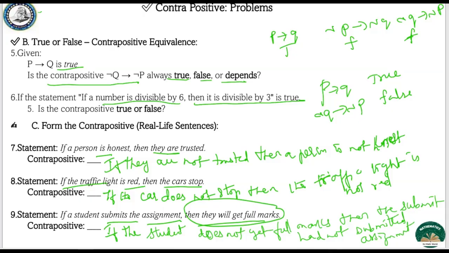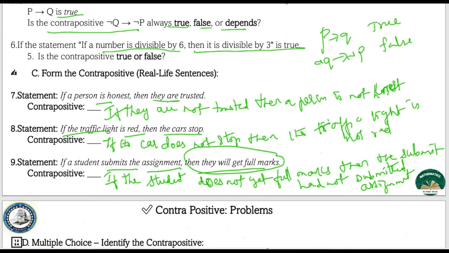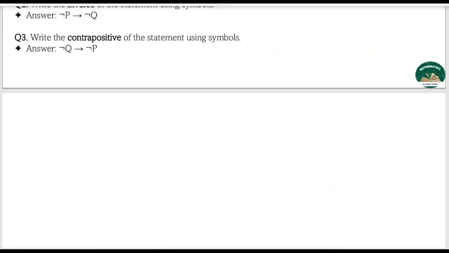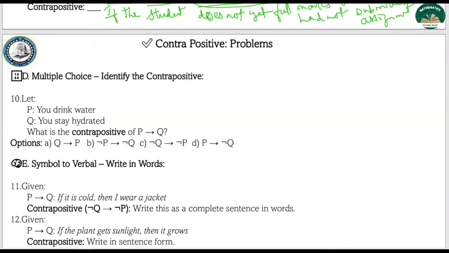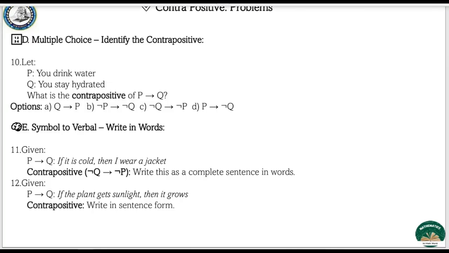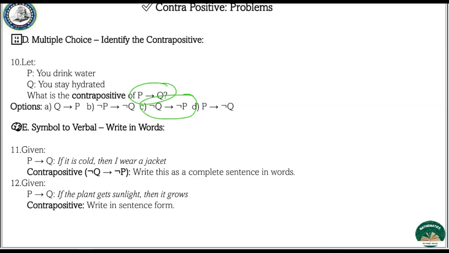Then moving with some more questions on contradiction, biconditional, contrapositive. Next, multiple choice: identify the contrapositive for the given statement. P implies Q, contrapositive is negation Q implies negation P. Then symbol to verbal, write it in words. If it is cold, then I wear a jacket.